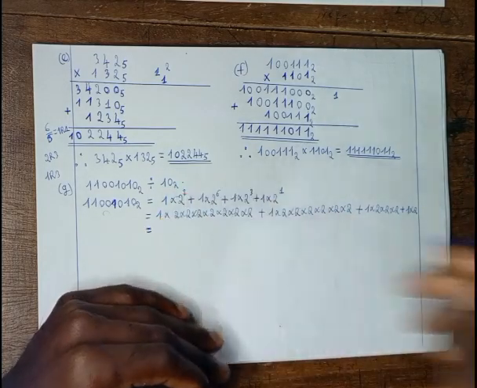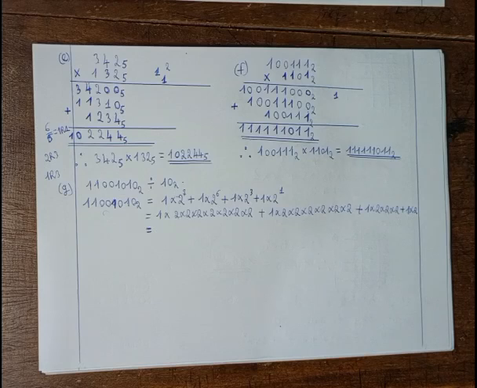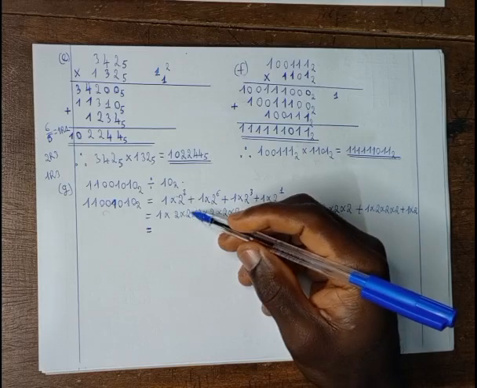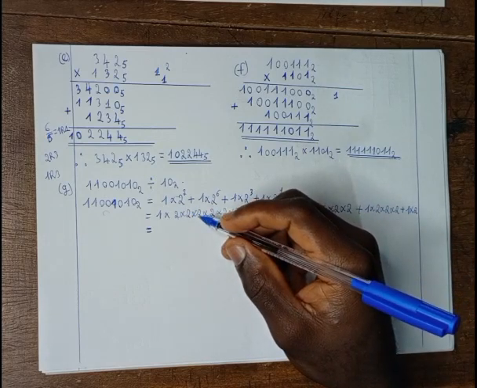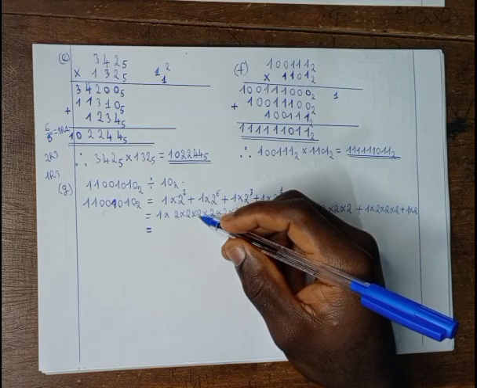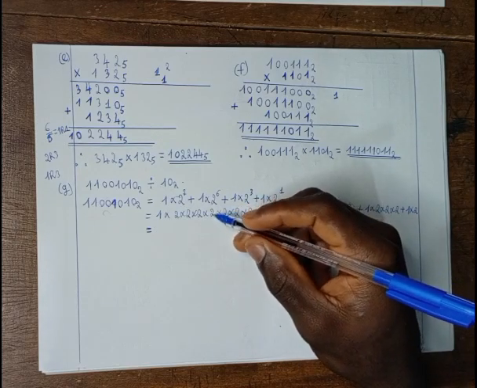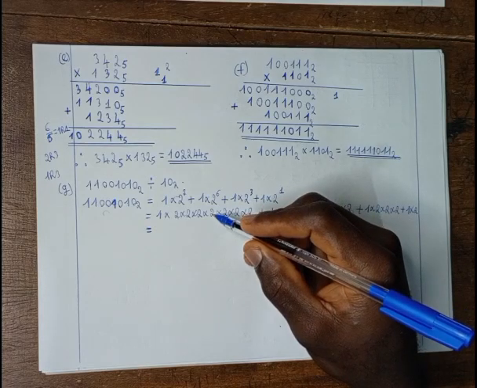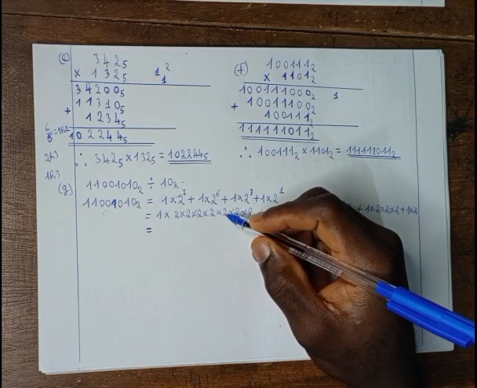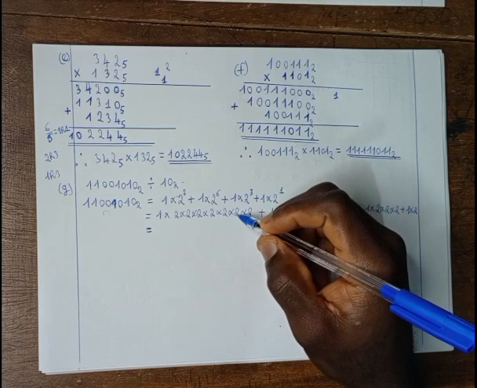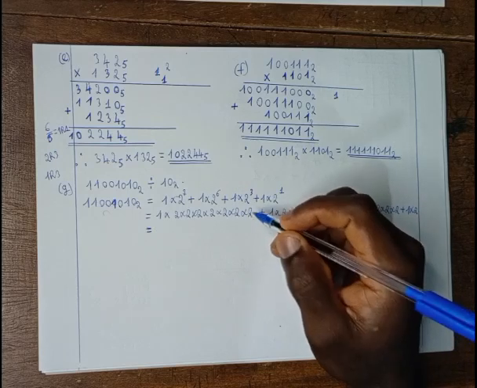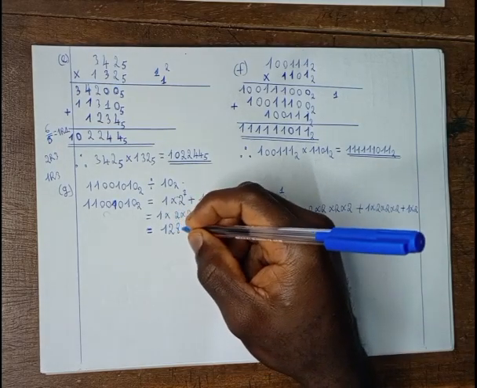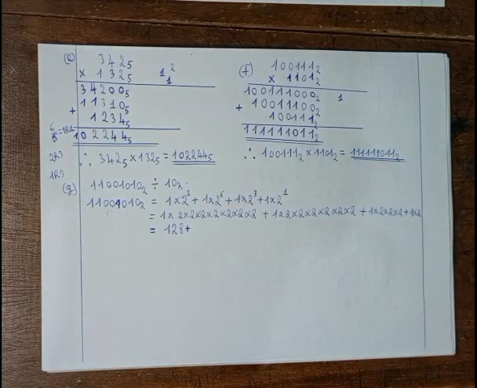This will simply be equal to, we know 1 times 2 gives us 2. 2 times 2 gives us 4. 4 times 2 gives us 8. 8 times 2 gives us 16. 16 times 2 gives us 32. 32 times 2 gives us 64. And lastly, 64 times 2 gives us 128.